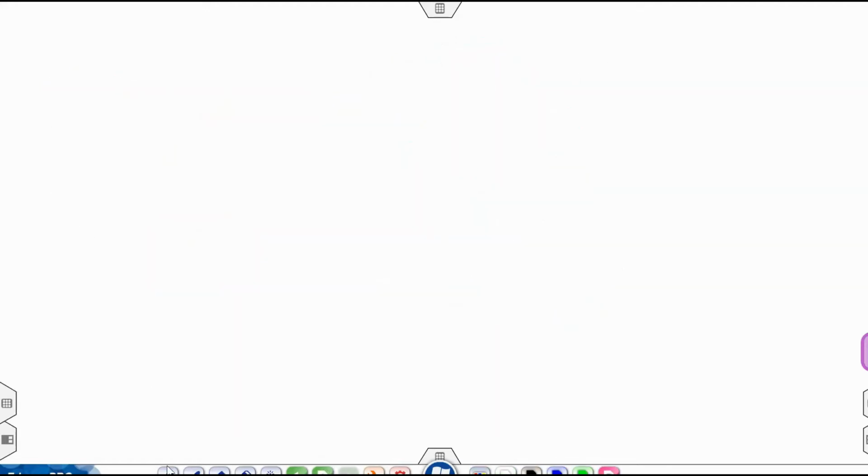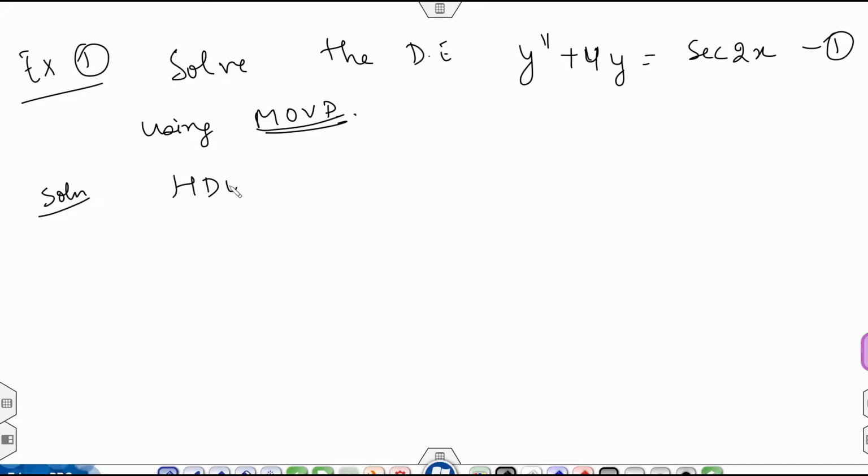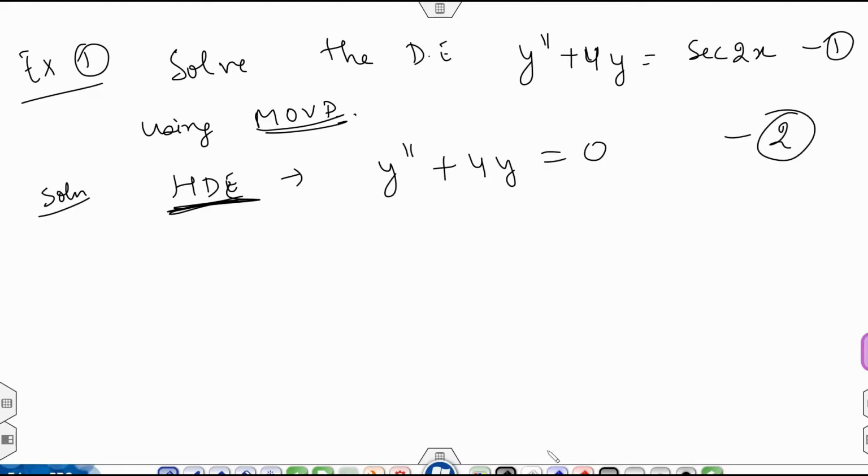So this is my example number 1. Solve the differential equation y double dash plus 4y equal to sec of 2x by the method of variation of parameters. Now what we need to do is find the general solution for the homogeneous differential equation, that is y double dash plus 4y is equal to 0. I call this equation number 2. Now you know how to solve it. We will find the auxiliary equation.